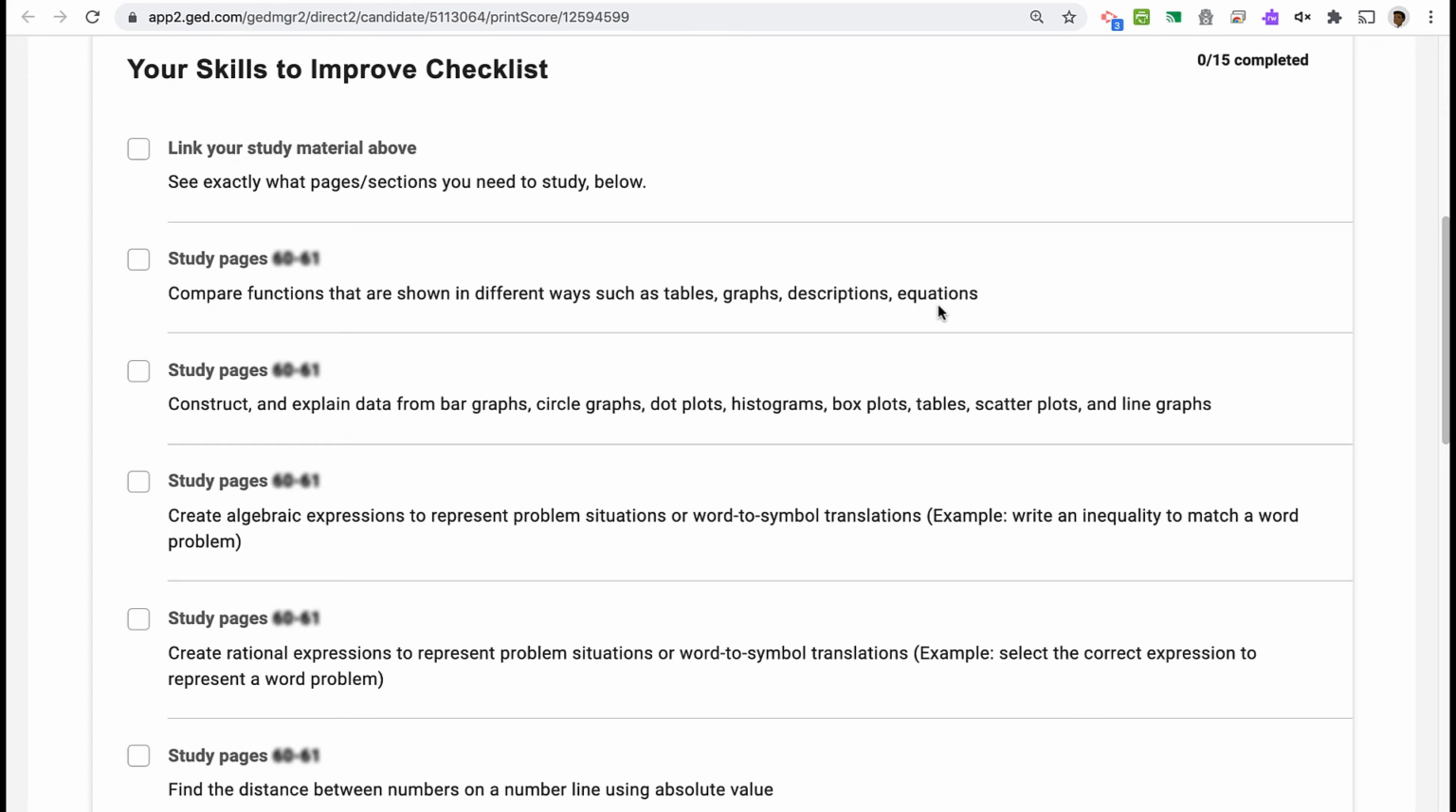Once you take the test and you get your results, you'll get a report that looks something like this, and you will be able to see the concepts that you did not master or most likely get correct on the test. So you can look here for keywords, like this one says compare functions that are shown in different ways, such as tables, graphs, descriptions, and equations. I would put in compare functions and see what you get. Maybe you get some that have to do with tables and graphs. It's a good place to start and really target the areas that the test has indicated that you haven't done well on so far.